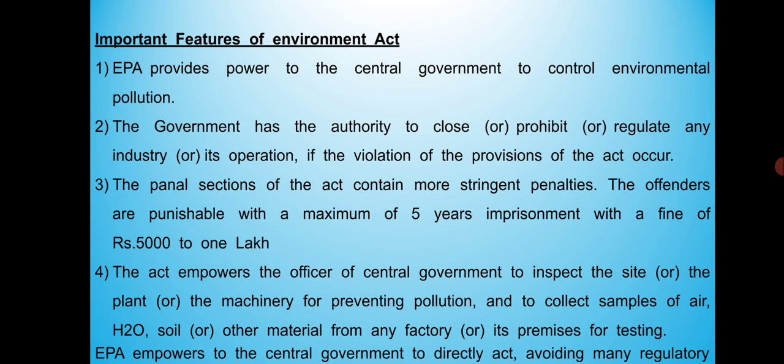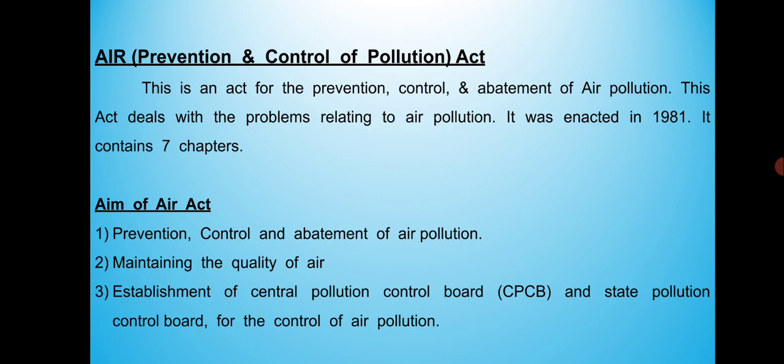The Act empowers the officers of the central government to inspect the site or the plant or the machinery for preventing pollution and to collect samples of air, water, soil or other material from any factory or its premises for testing. EPA empowers the central government to act directly, avoiding many regulatory hurdles.